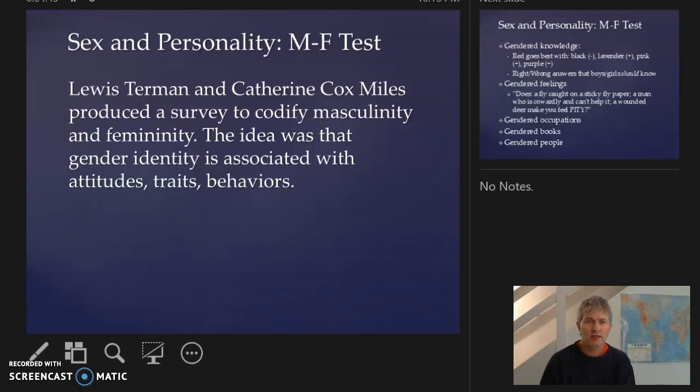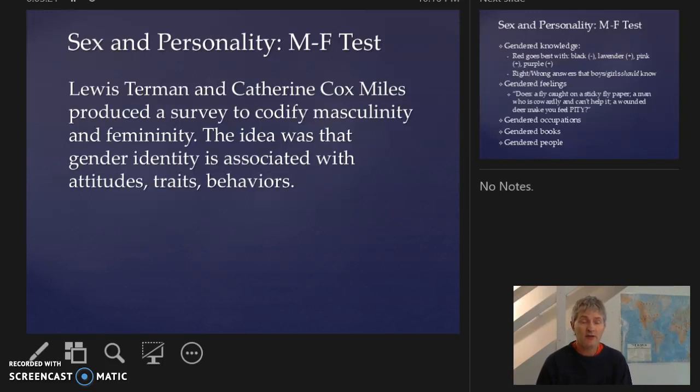Good place to start is with the sex and personality, or the MF test, masculine feminine test, created by Lewis Terman and Catherine Cox Miles. What this survey was attempting to do was to codify what actually was masculine and what was feminine. The idea was that gender identity is associated with attitudes, traits, and behaviors.